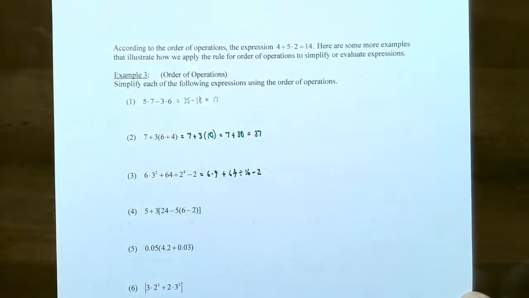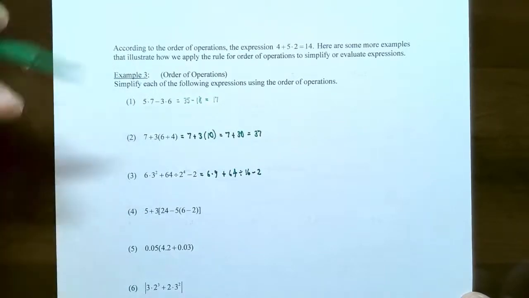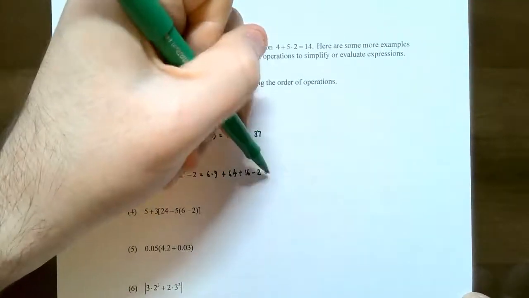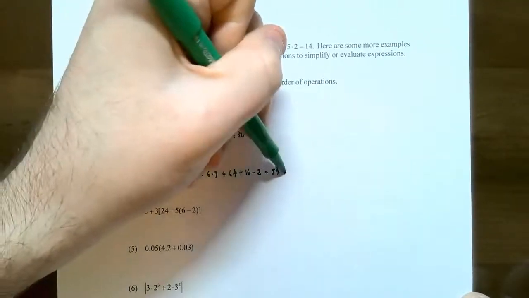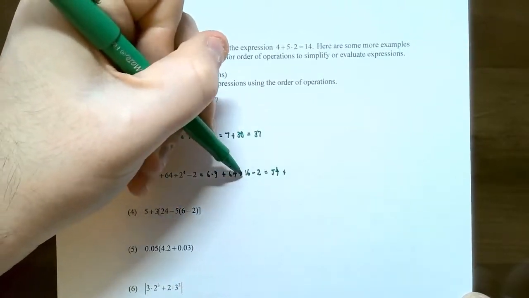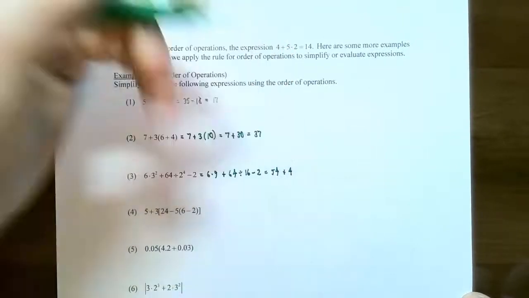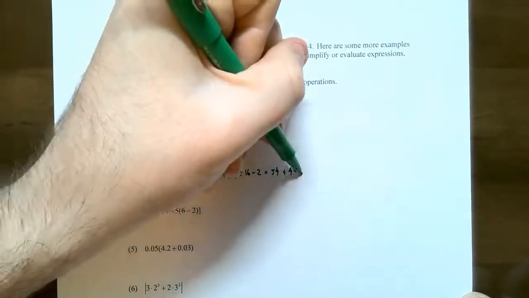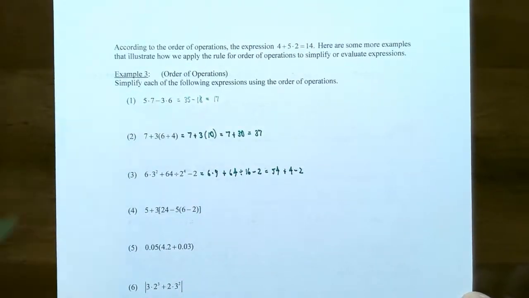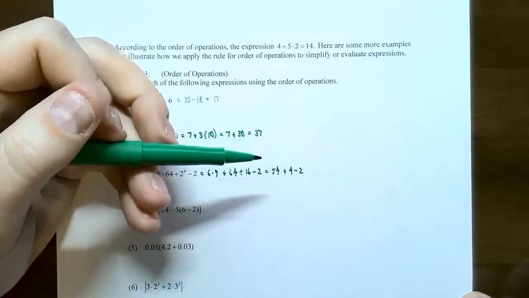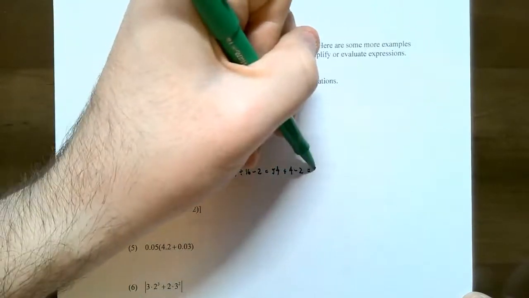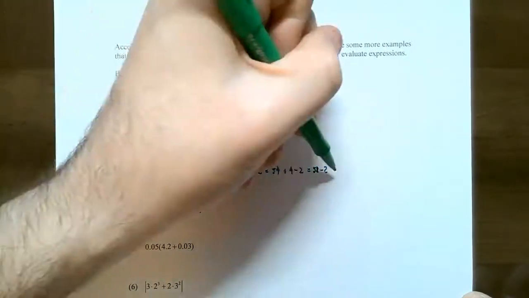All right, so the first step's finished. We did the exponents. Now we do multiplication and division from left to right. So 6 times 9 is 54, plus 64 divided by 16. Well, there is another operation that we can do. 64 divided by 16 is 4, and then you subtract 2. So now we've taken care of all the multiplication and division problems. Now we only have addition and subtraction, and we do that from left to right as well. So 54 plus 4 is 58. Then subtract 2 and you get 56.